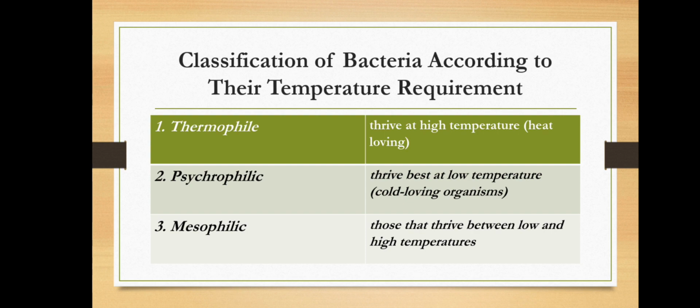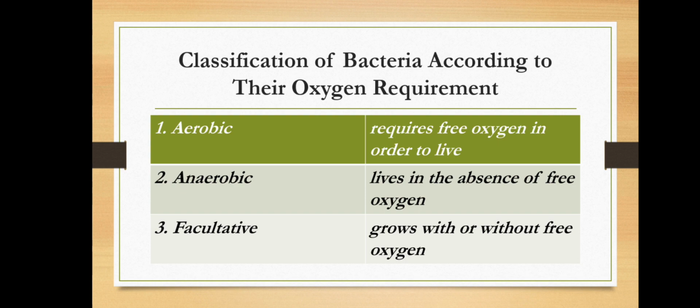First, thermophilic, thrive at high temperature or heat-loving. Second, psychrophilic, thrive best at low temperature or cold-loving organisms. Third, mesophilic, those that thrive between low and high temperatures. Classification of bacteria according to their oxygen requirement.